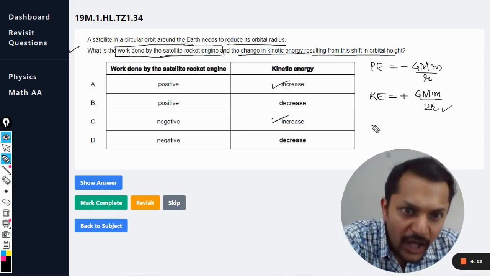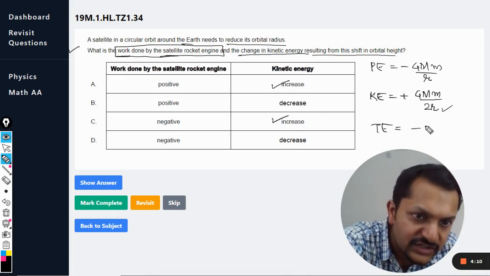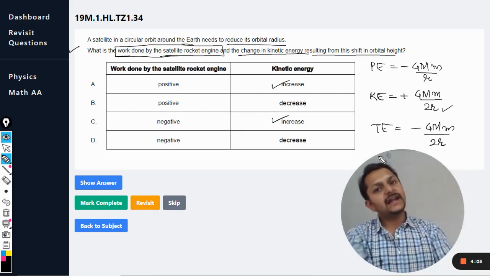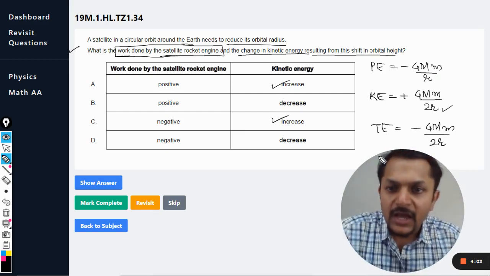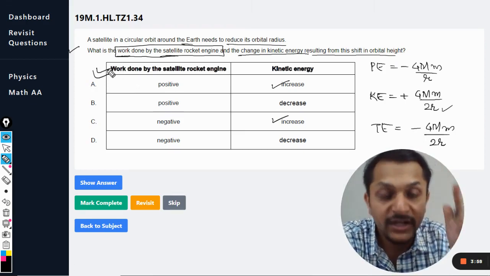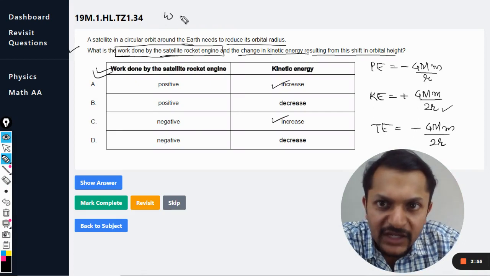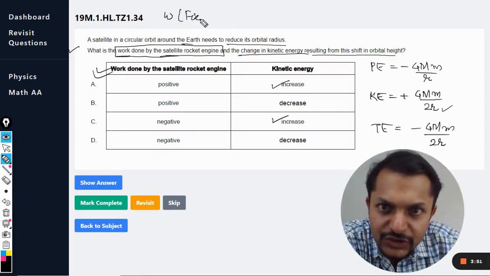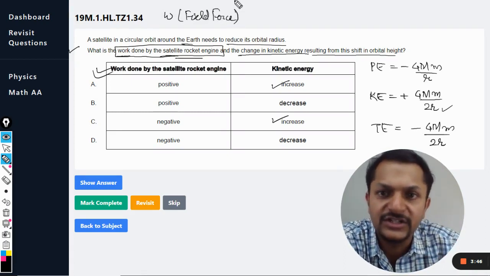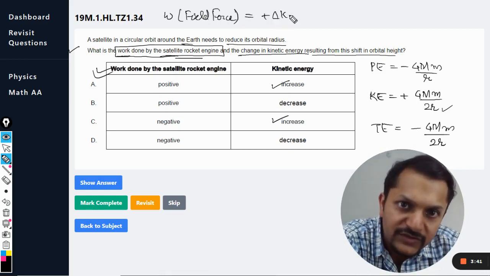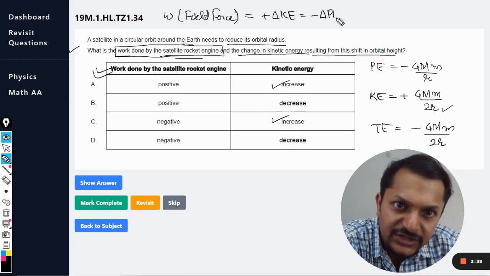One thing is sure. Now we're going to find the total energy. So total energy is the sum total of this, which is coming out to be negative GMm by 2r. So this is negative and this is the total energy. My dear students, we want to find the work. So earlier, since the work power energy chapter in topic 2, I have been giving you this formula: work done by field force, not by rocket, not by external agency. Work done by field force, that is work done by gravity, is equal to positive change in kinetic energy and negative change in potential energy.